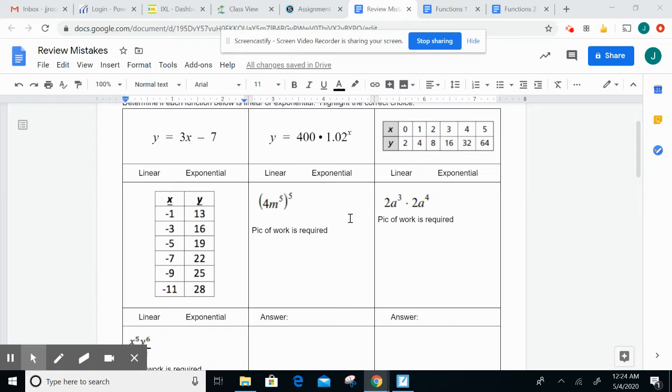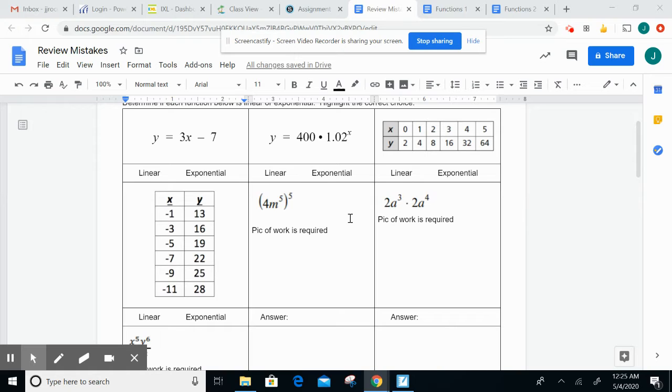Now, for the first ones, linear versus exponential. Equation-wise, I think we're doing okay. We're definitely doing good on the graphs. That's why I don't have anything there. You guys know straight line means linear. Anything that's a curve is going to be exponential. But I do want to review that.